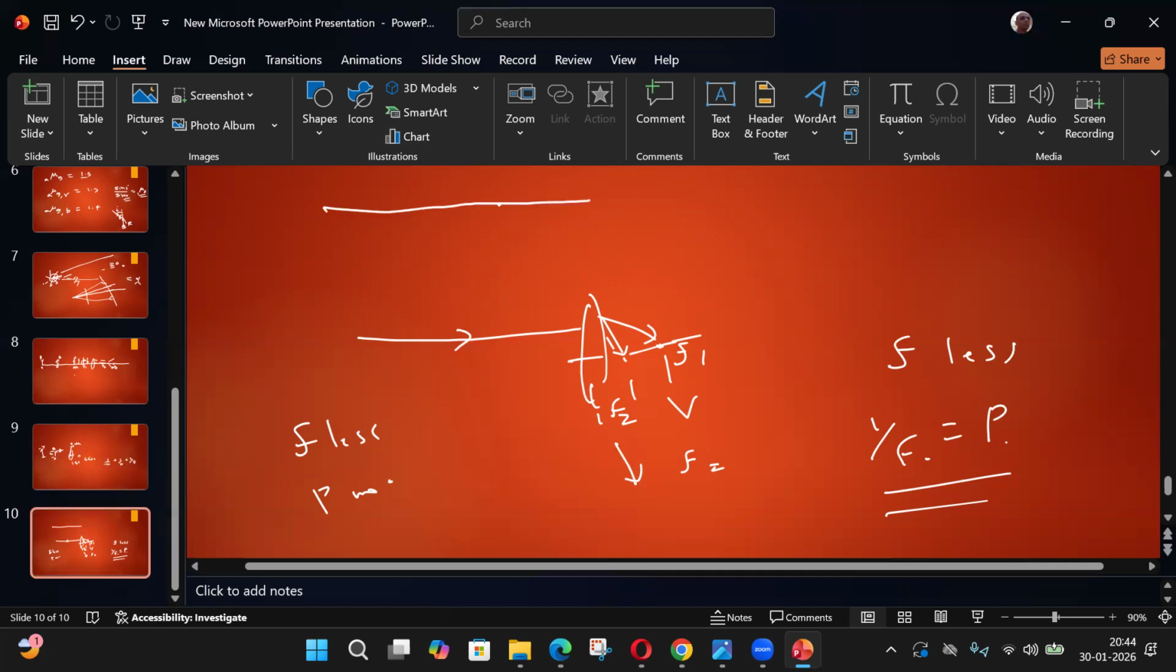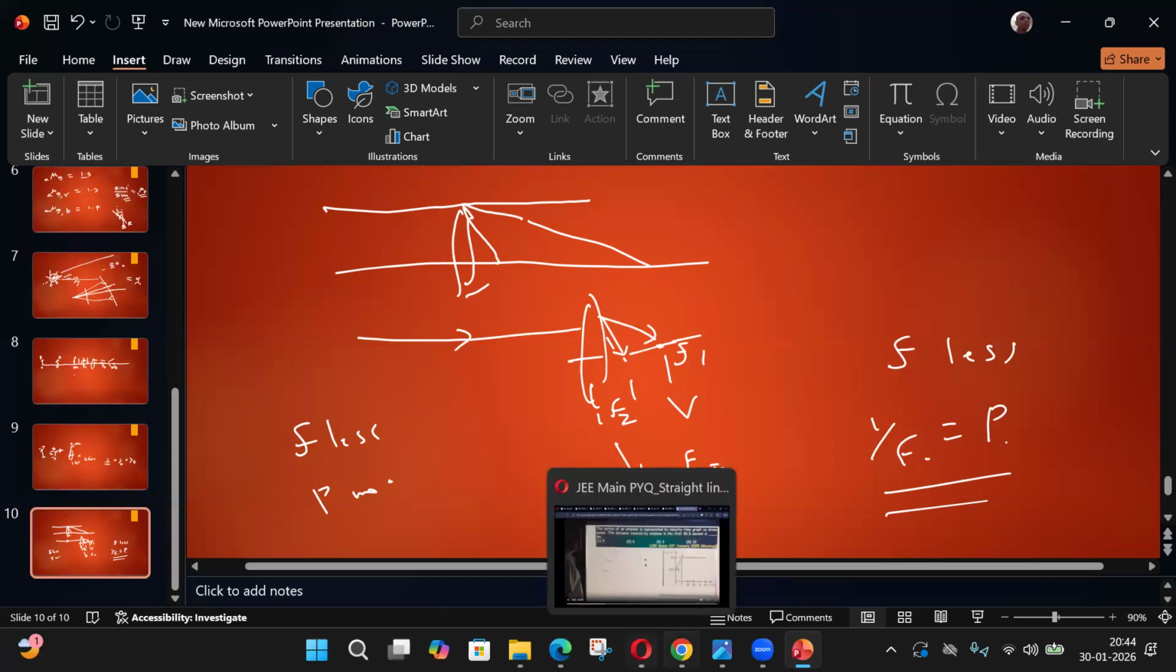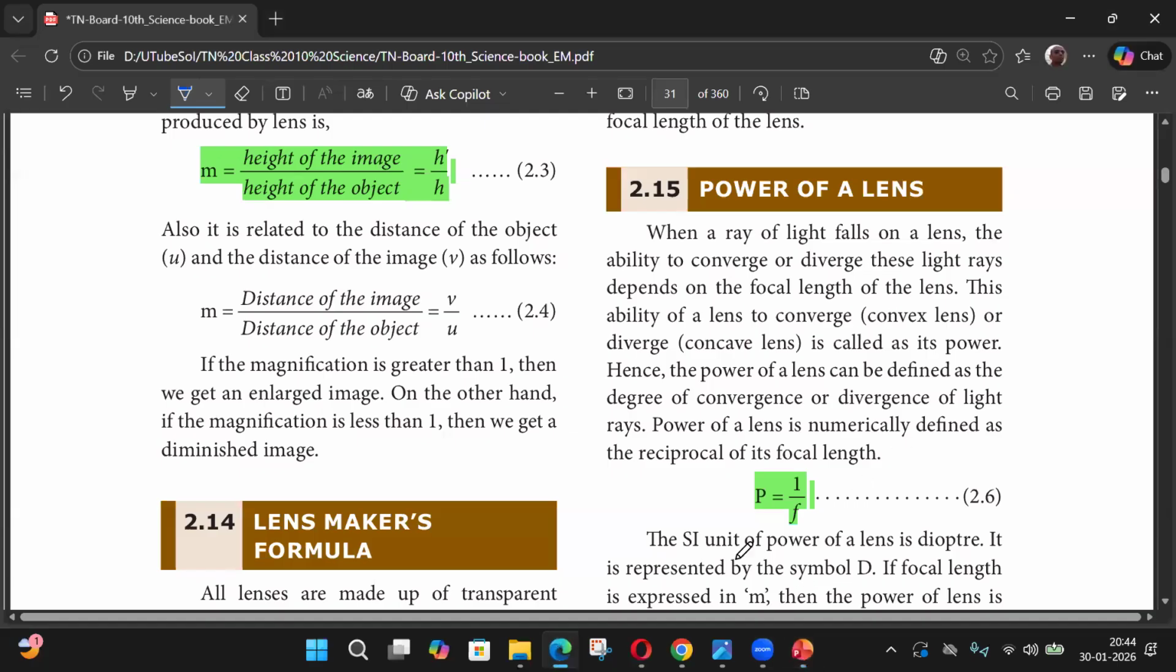But if the bending is slight like this at this point, it'll go and meet the principal axis somewhere here. But if the bending is more, it'll go and meet here itself. So this is the lens. So obviously the focal length less means the lens is powerful. That's why the relation is inverse. Power is 1 by f.